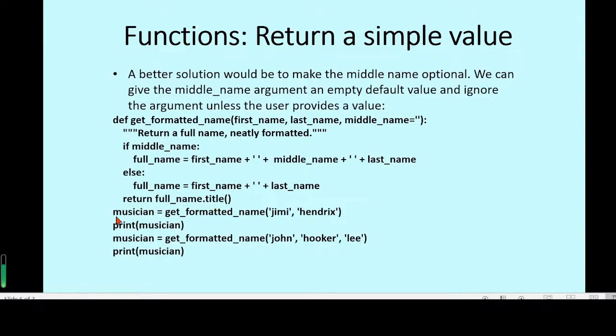So when we call this function, no matter whether the person has a middle name or not, this function works. So in this case, we call this function with only first name and last name. Then in this case, we can call the function with first name, last name, and middle name. Just note middle name has to be put in the last place, because in the definition, it is first name, last name, then middle name.